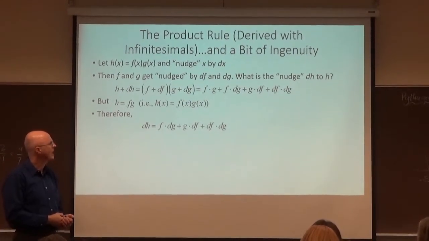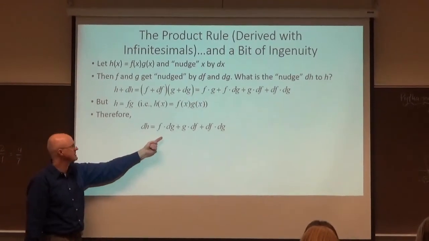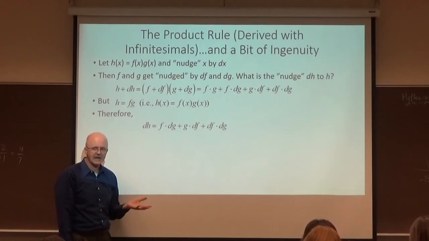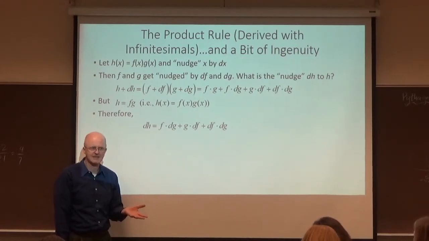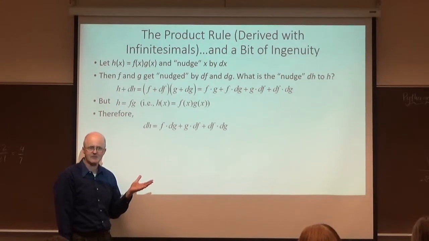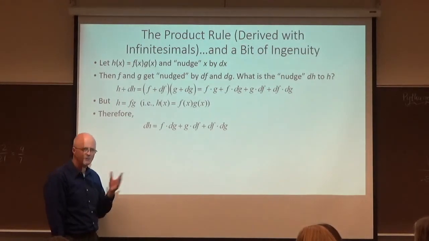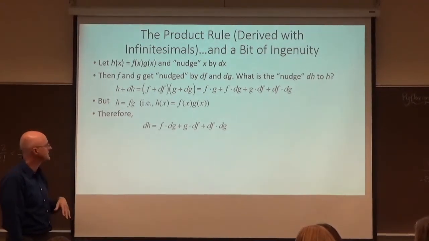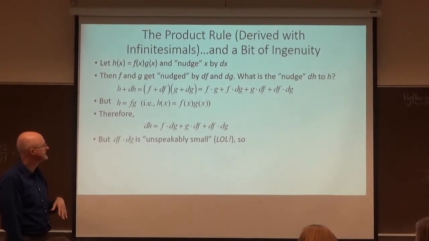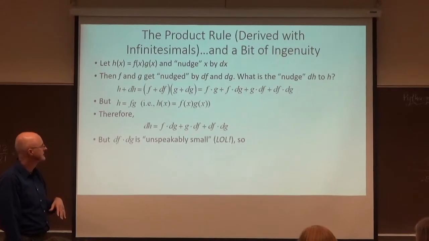What are we after? Well, this is dh in terms of df and dg. We're after dh dx, the derivative of h with respect to x. We are going to divide both sides by dx here. But before we do that, let's use our ingenuity. And the ingenuity is that df dg is unspeakably small, so ignore it.